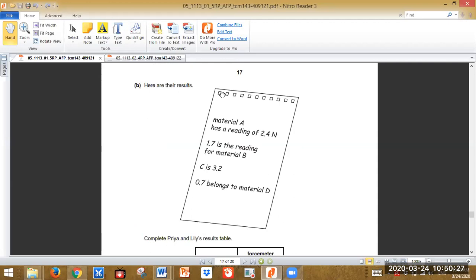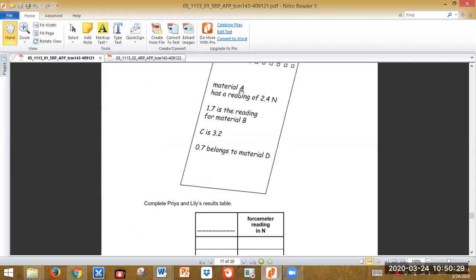Here are the results. Material A has a reading of 2.4 newtons, 1.7 is the reading for material B, C is 3.2, 0.7 belongs to material D. Complete Freya and Lily's results table. Okay.